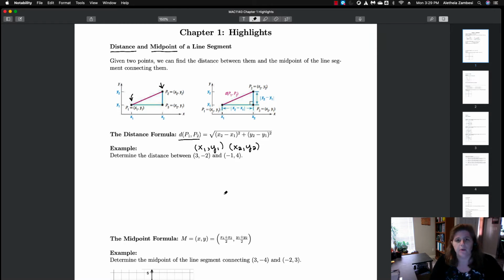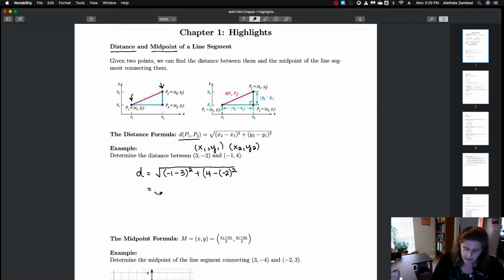Really doesn't matter which one is point 1 and which one is point 2 as long as you're consistent between them. So if I'm looking for the distance, that means the distance is equal to the square root of x2, which is -1, minus x1, which is 3, squared, plus y2, which is -4, minus -2, also squared.